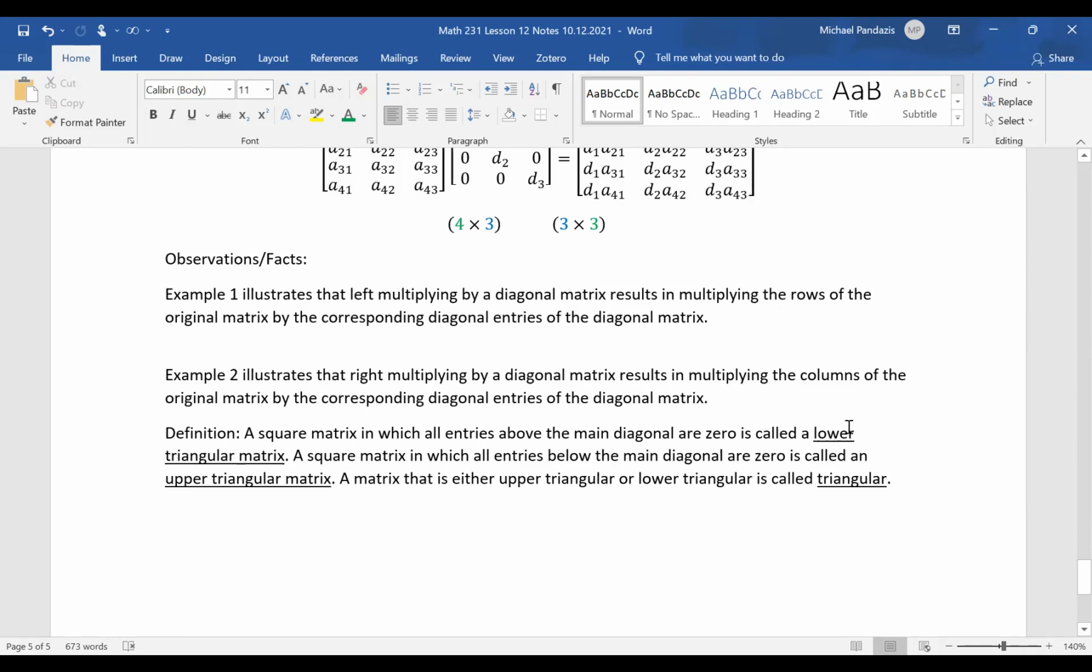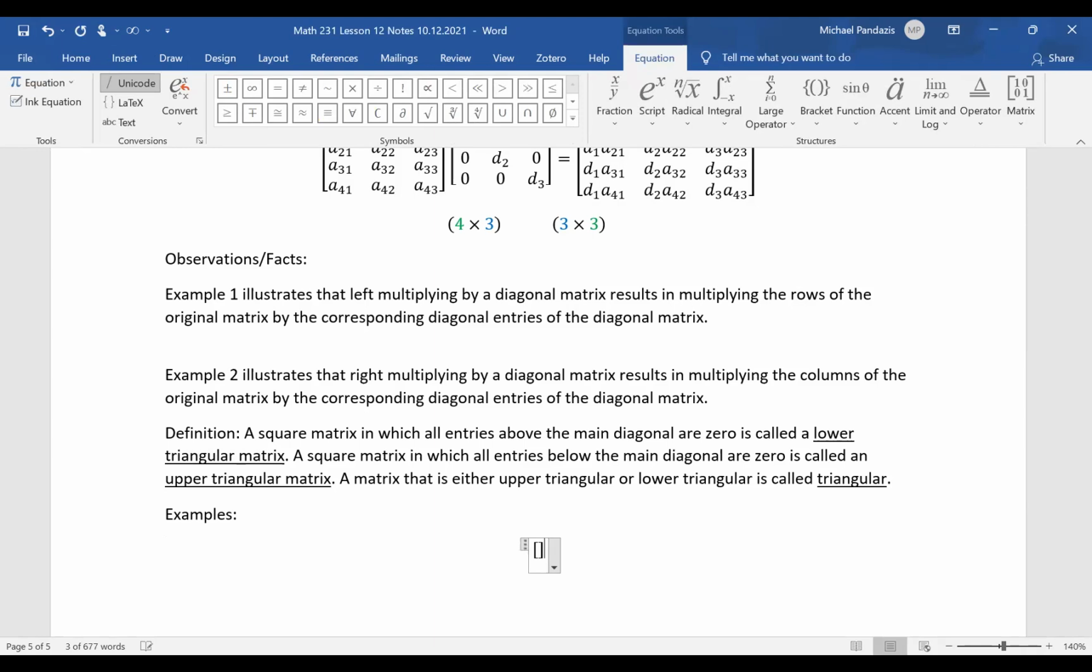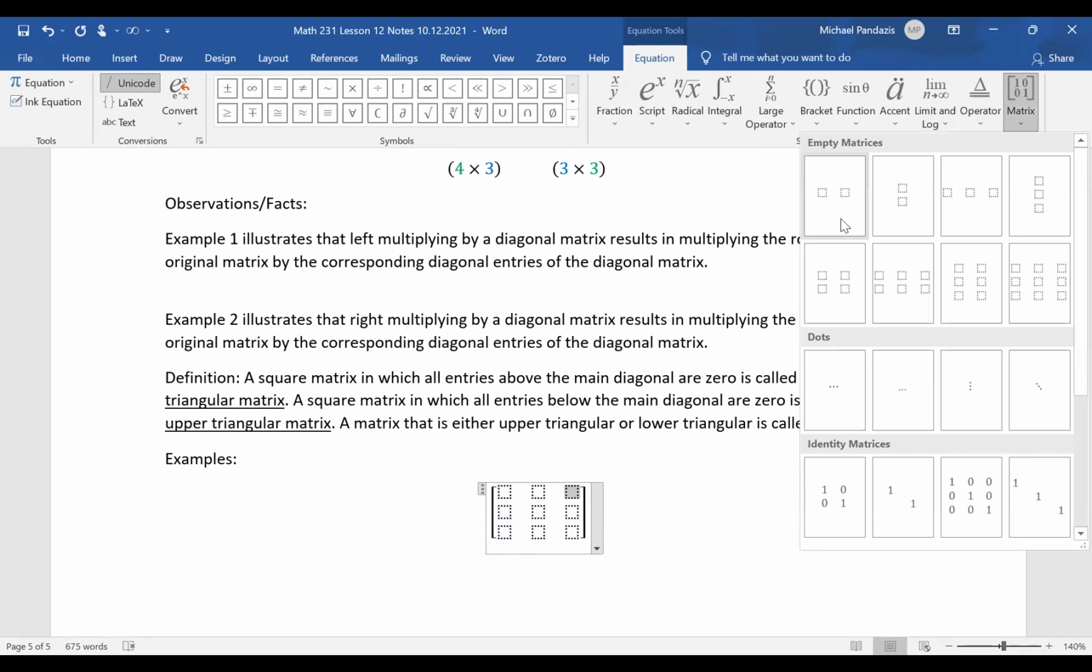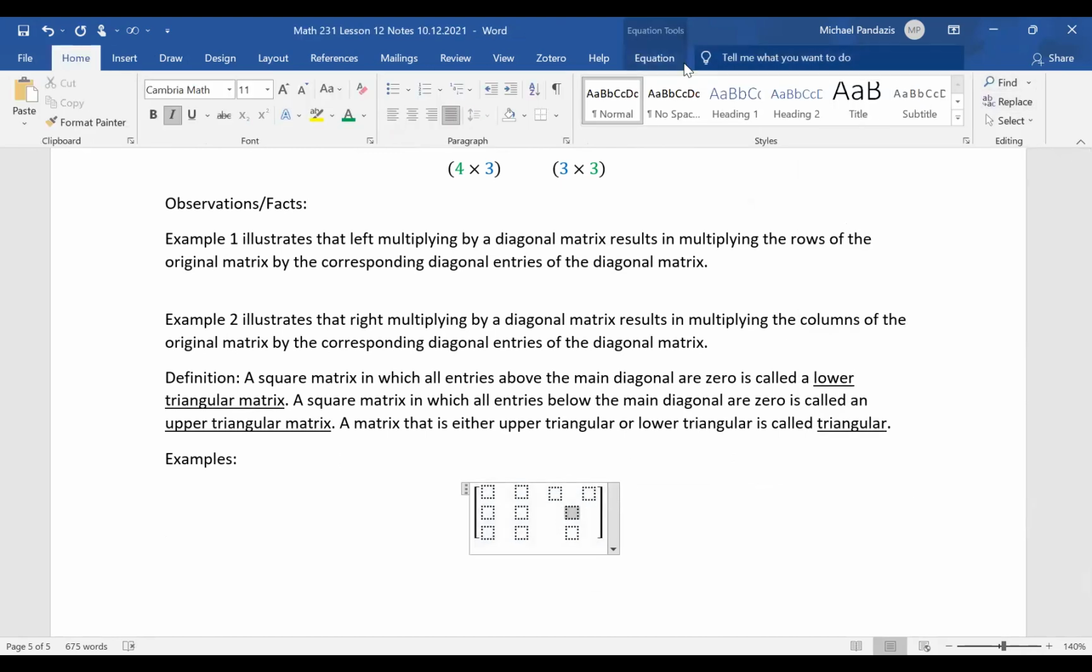Okay, so examples. So, for instance, if you have a general, okay, let's do it. Okay, we'll do a general 4x4 diagonal matrix.